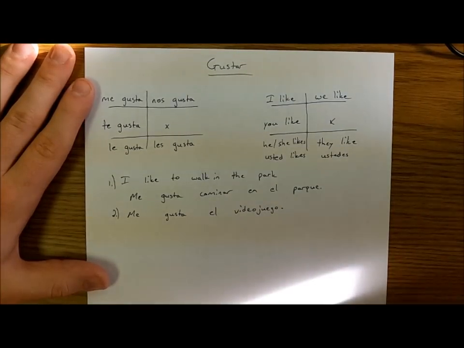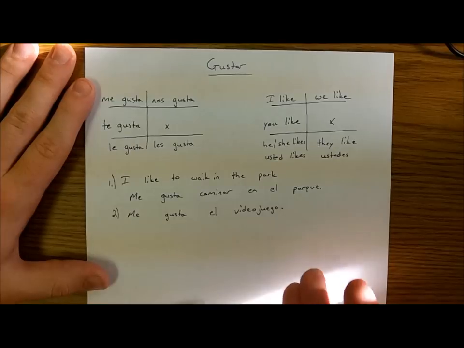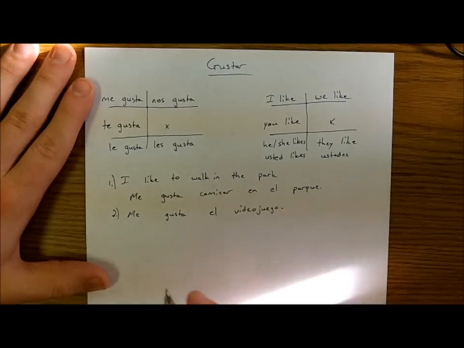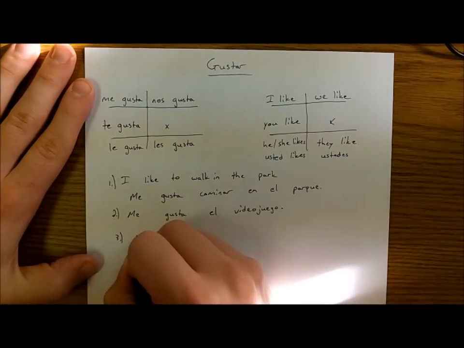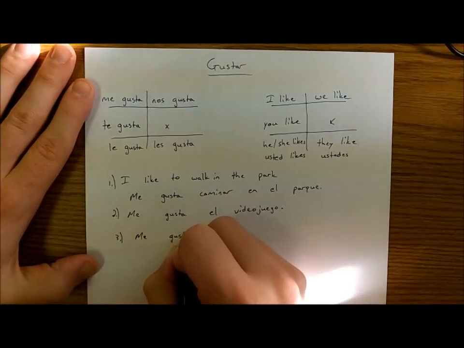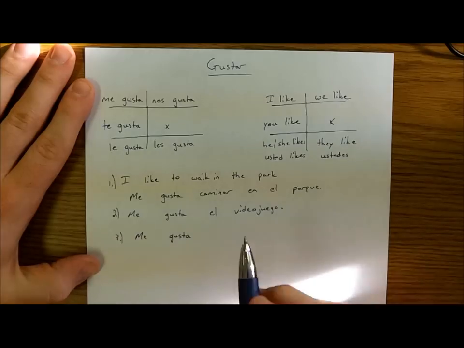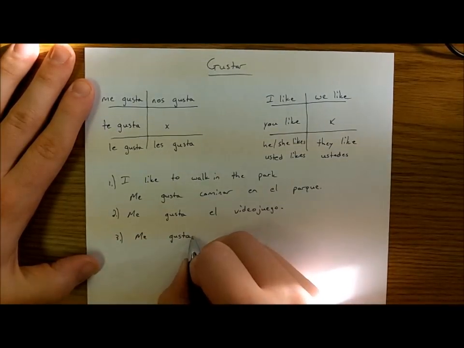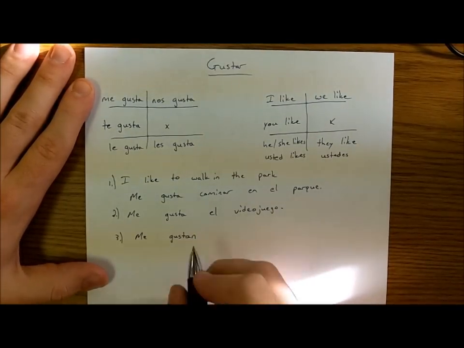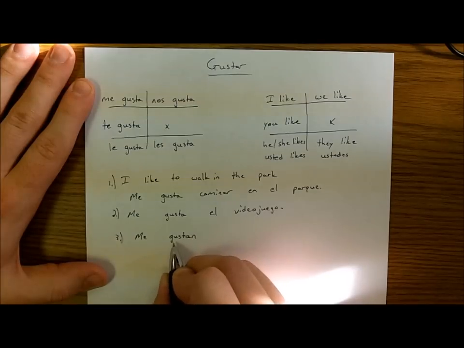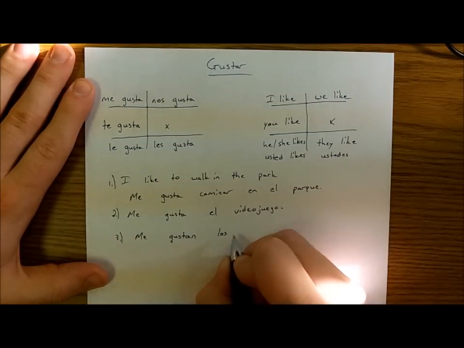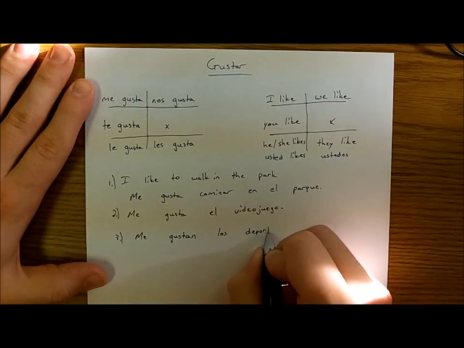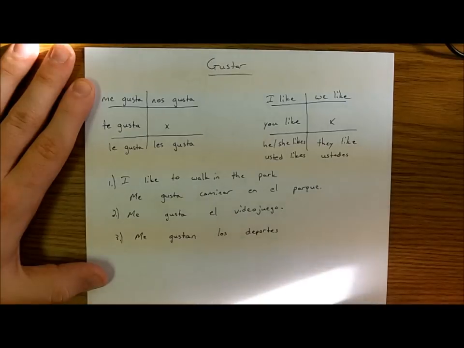Whenever you go with a plural object, like for example, I like sports, me gusta with sports, that's plural. So therefore, we need to add an n to the end of gusta. So we have gustan los deportes. Me gustan los deportes.